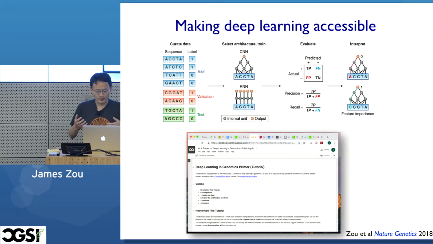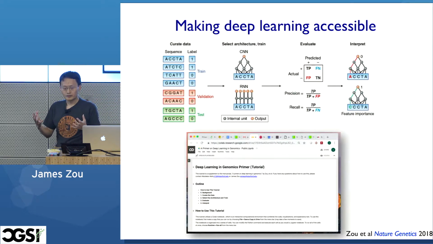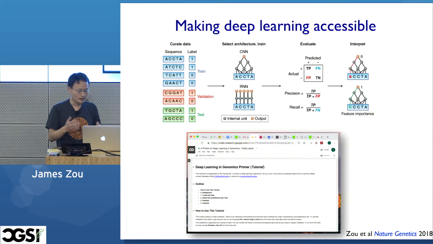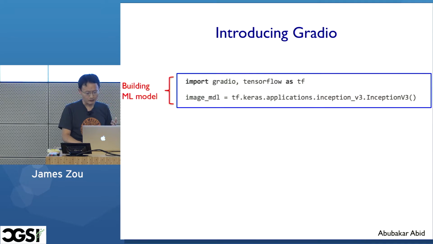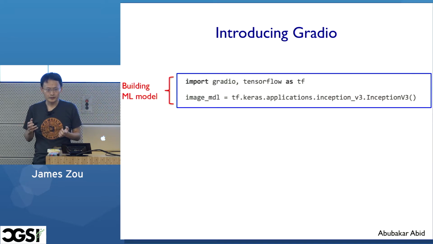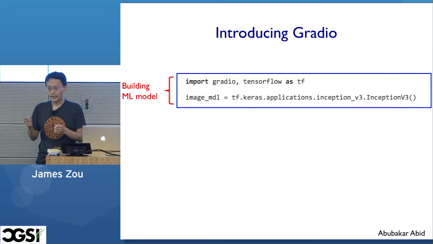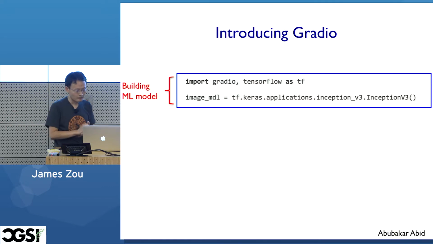It started off by making an interactive tutorial, which I think is one of the first interactive papers published in Nature Genetics, where people can just go online, really play with the model, and get feedback in real time. And then more recently, we've been developing this framework that we call Gradio, which is essentially a way to make the sharing and accessibility of machine learning models, especially deep learning models, extremely easy for non-specialists who do not need to know how to program or how to code.